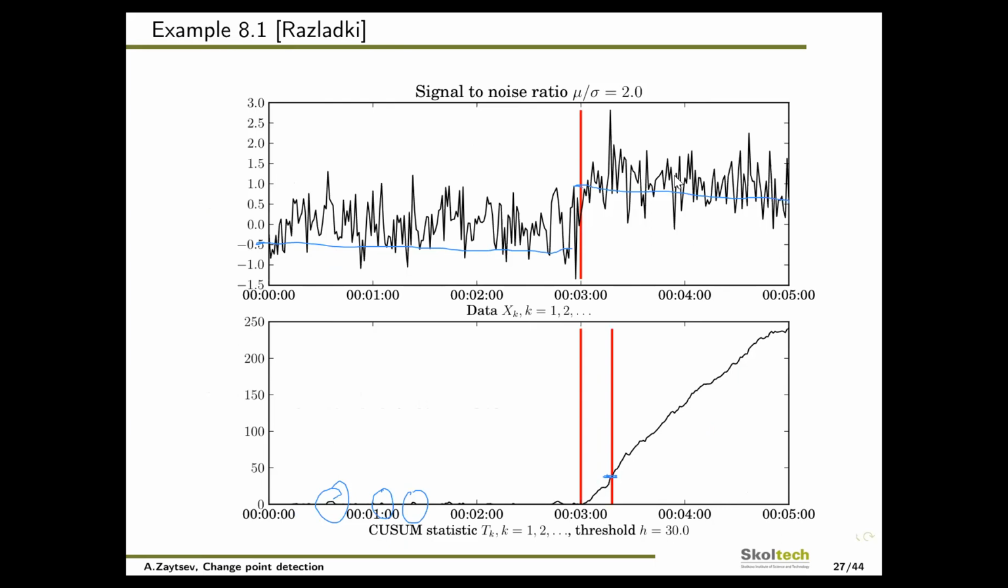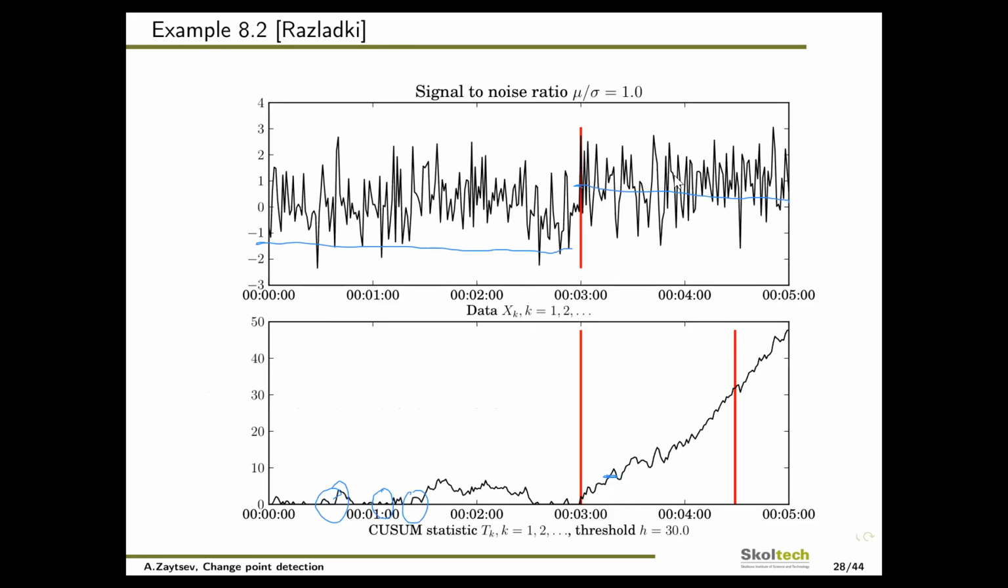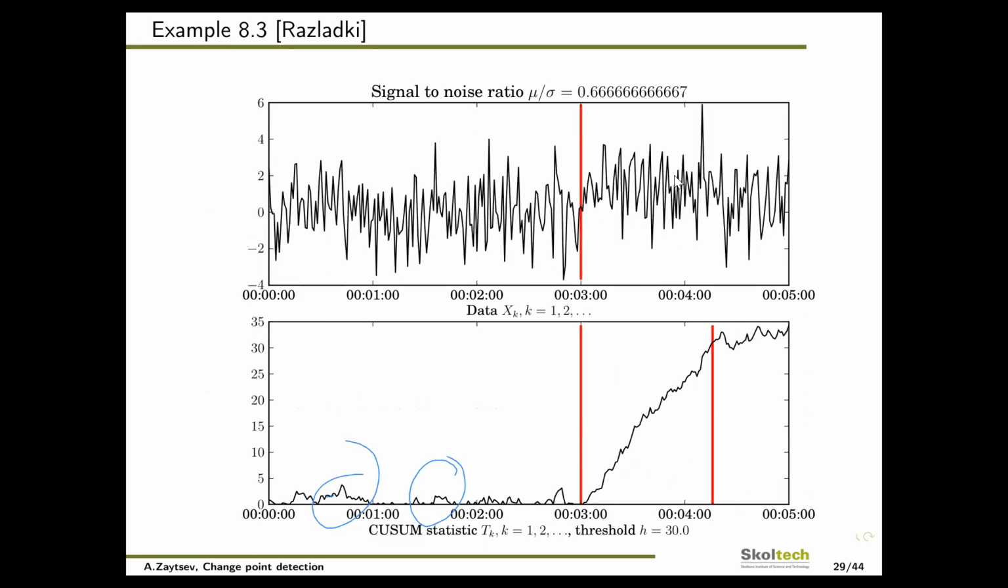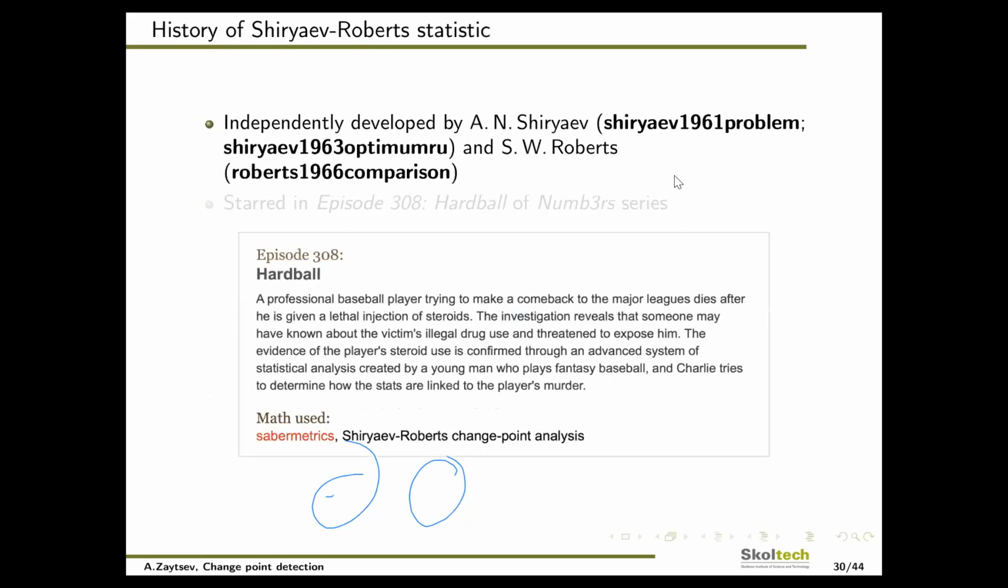This is our first option, our first strategy. Not the only one. But if we increase the signal to noise ratio or decrease it, then we have a typically larger time to false alarm here, and more spikes here, and so on.